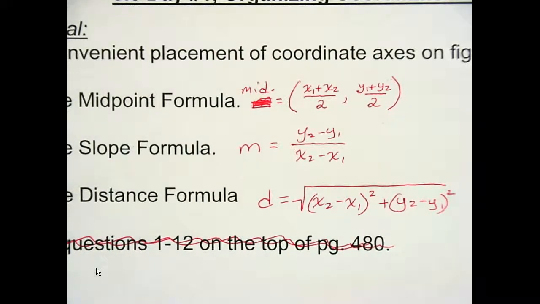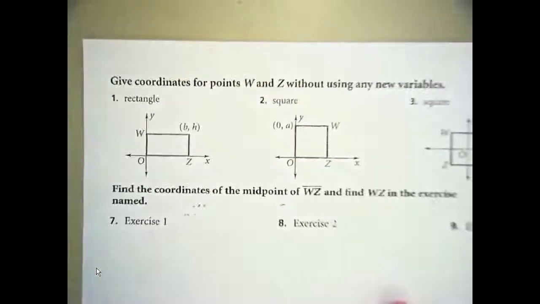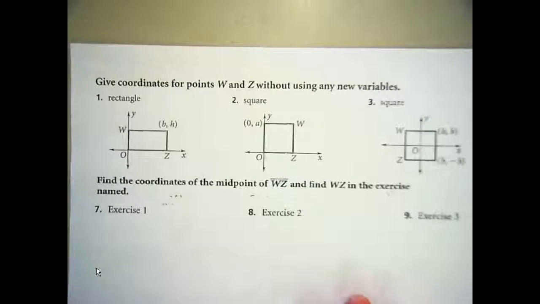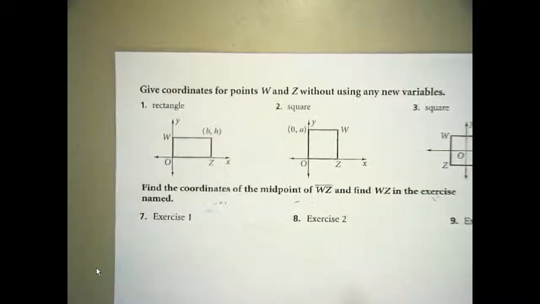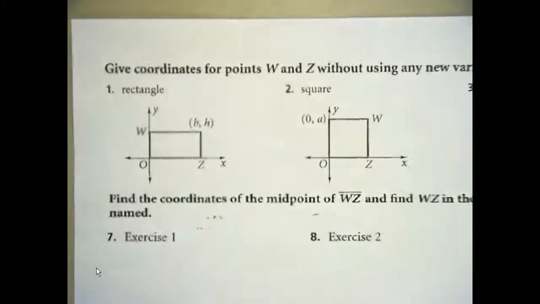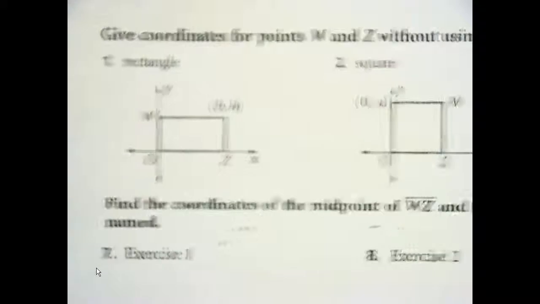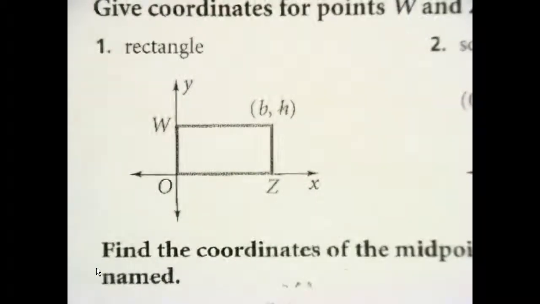Let's try some of these. Take a look at this sheet. This is the one you picked up on the way in. I want you to be on this side of it as the 1, 2, 3, and then 7, 8, 9. Find the coordinates of W and Z without using any new variables. All right. So, let's go ahead and start with number 1. I want you to find the coordinates of W and Z. Give it a go, please.